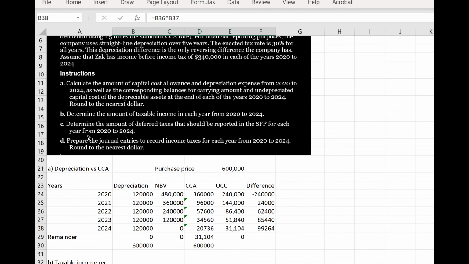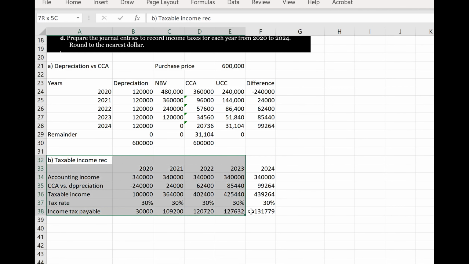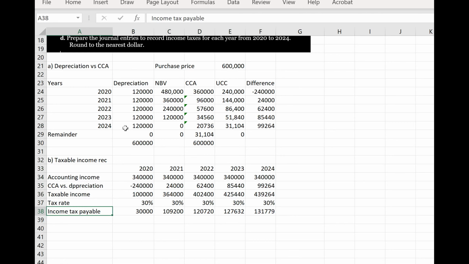So C says determine the amount of deferred taxes that should be reported in the statement of financial position for each year from 2020 to 2024. Well, our statement of financial position is a balance sheet view, of course. So we've calculated our taxable income piece, and this is going to be our current tax expense. Now we need to figure out what we have for deferred taxes. So what do we owe in the future?